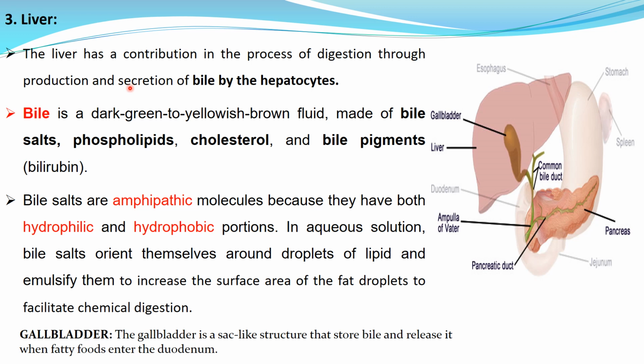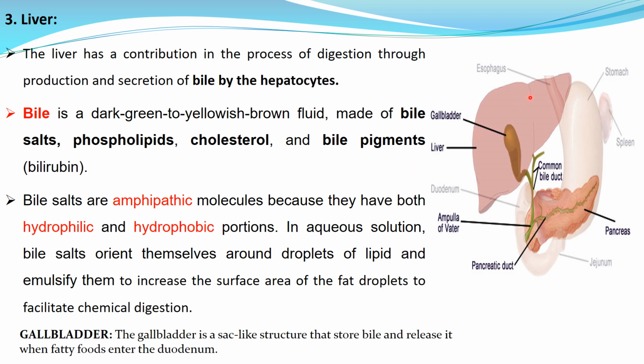The third organ involved in completing digestion in the small intestine is the liver. The liver contributes to digestion through the production and secretion of bile. The bile is secreted by what? By the hepatocytes. The bile is a dark green to yellowish brown fluid made of bile salts, phospholipids, cholesterol, and bile pigment. The bile pigment is mainly made of bilirubin.